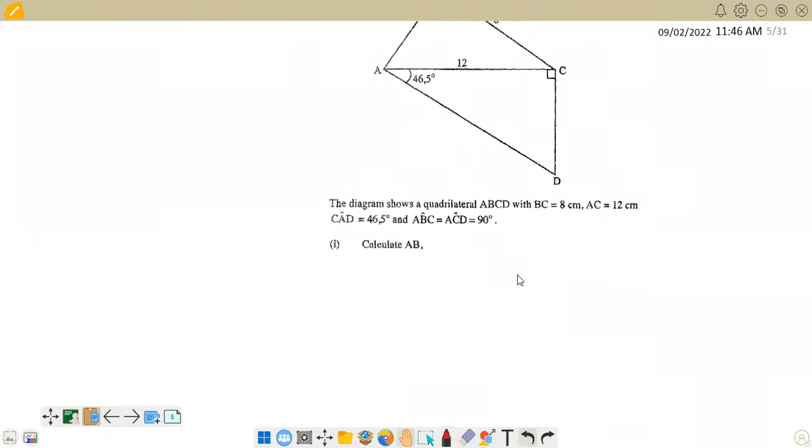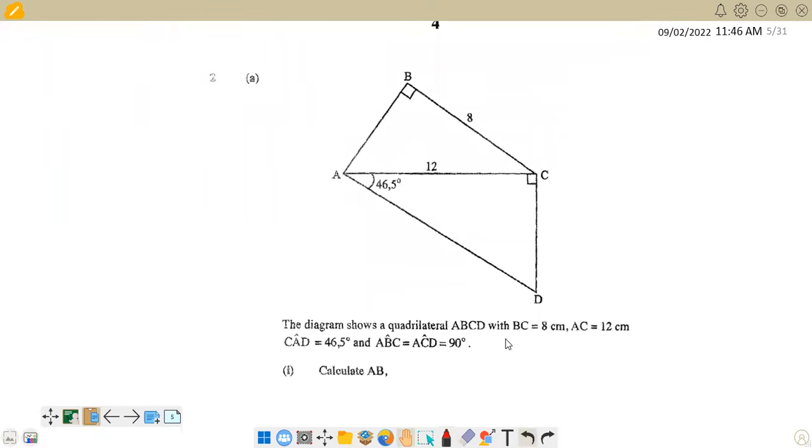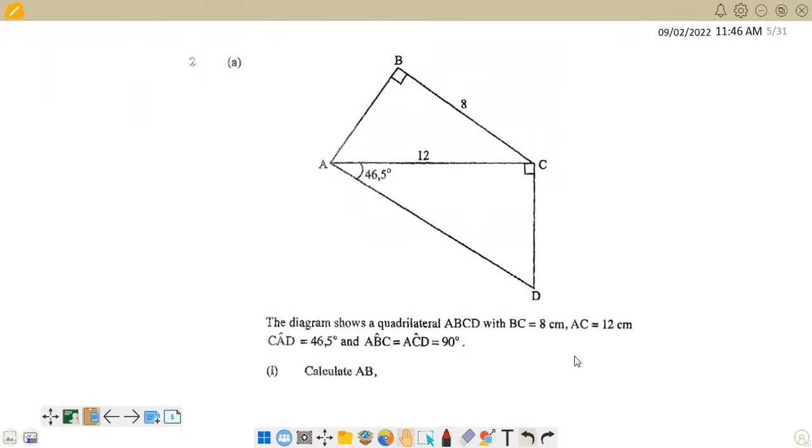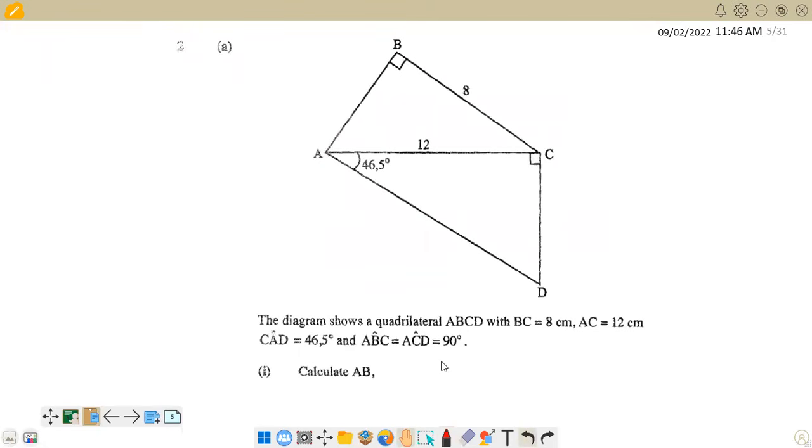All right, number 2a, we are given a quadrilateral, ABCD, and you are asked to calculate AB. That is the first question. Calculate AB from this information. This is your AB here. You're going to see that from this triangle that we are given, it's a right angled triangle.